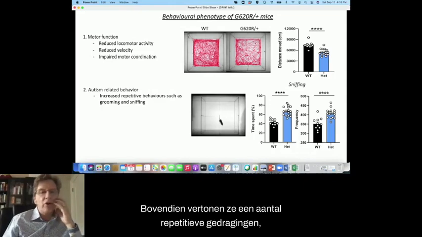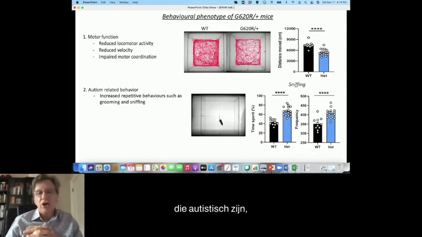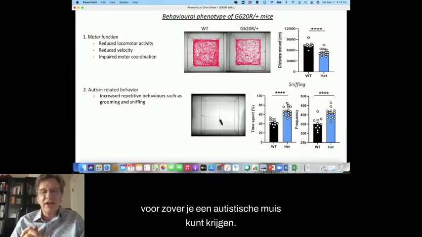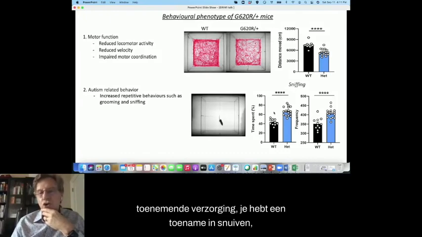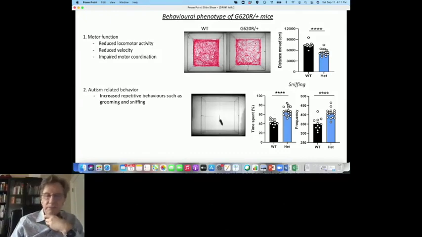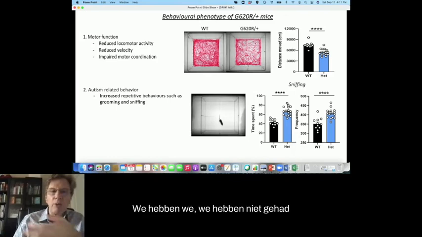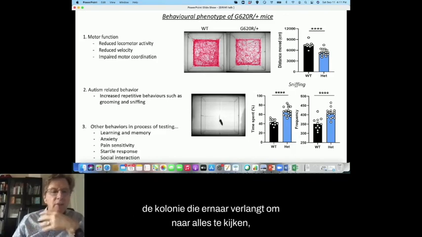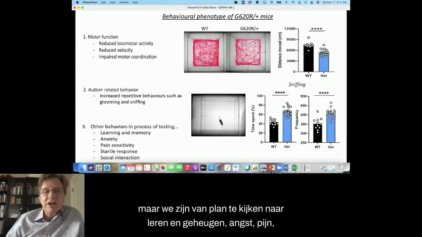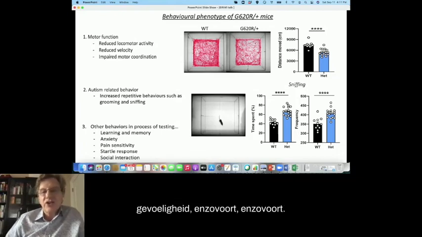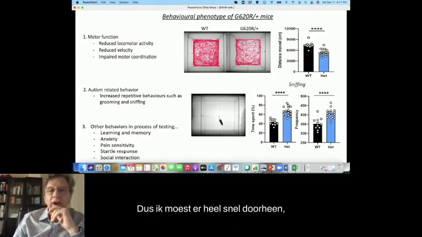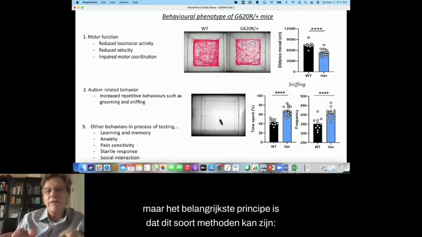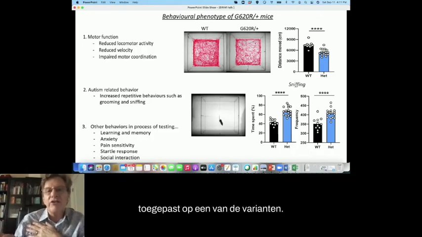In addition, they have a number of repetitive behaviors which are autistic-like, to the extent you can get an autistic mouse. So you have an increase in repetitive behaviors, increase in grooming, and an increase in sniffing. And there's probably many other differences. We haven't had the colony that long to look at everything, but we intend to look at learning and memory, anxiety, pain sensitivity, and so on. I'm aware that I'm out of time, so I've had to go through that very quickly. But the main principle is that these sorts of methods can be applied to any of the variants. We just have to be able to make the mouse in the first place.